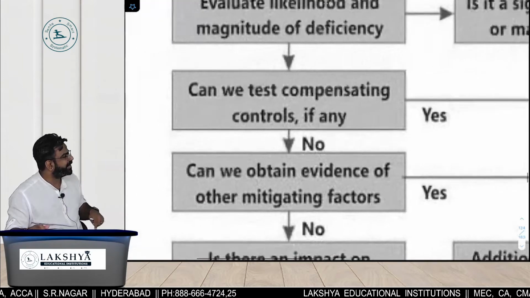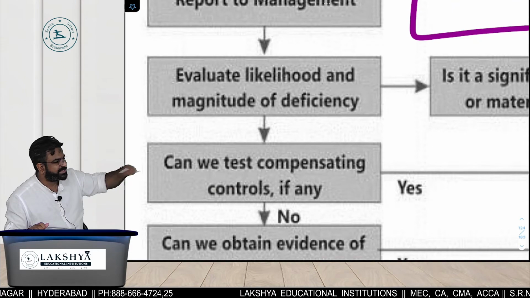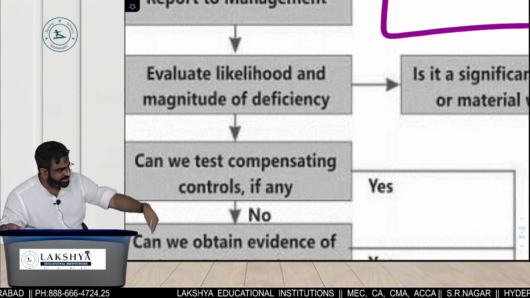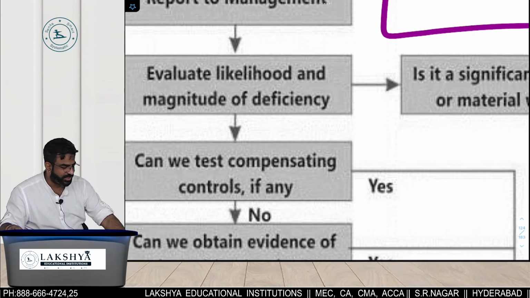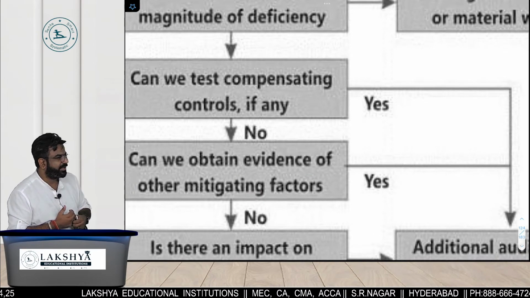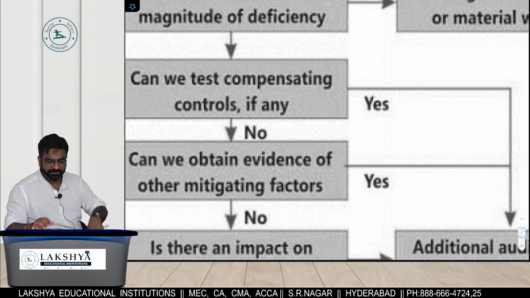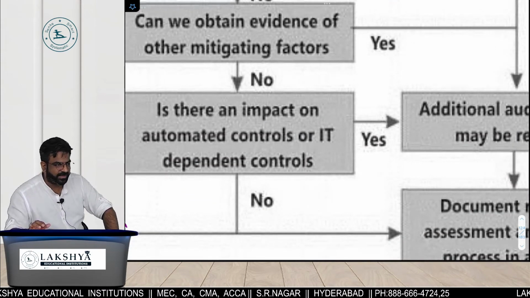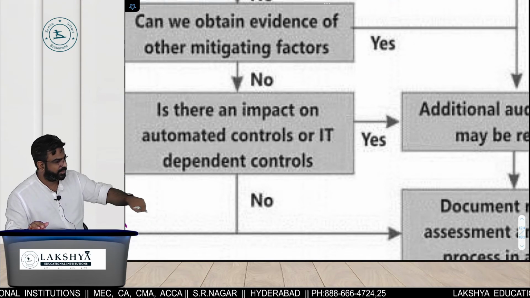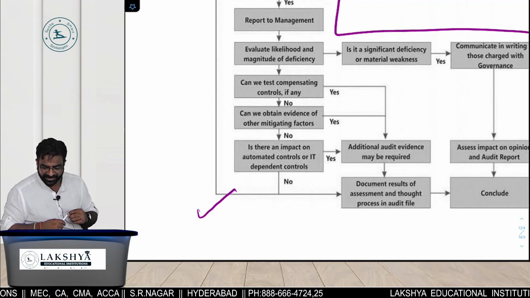लेकिन अगर वो insignificant है तो we will see whether we can get the test of what? Compensating control. If yes, additional evidence required, documentation and conclude. If no, below, can we obtain the evidence of other mitigating factors? If yes, additional evidence required, document and conclude. If no, is there any impact on automatic control? If yes, additional evidence, documentation, conclude. If no, documentation. Very good, very good. Clap for yourself.